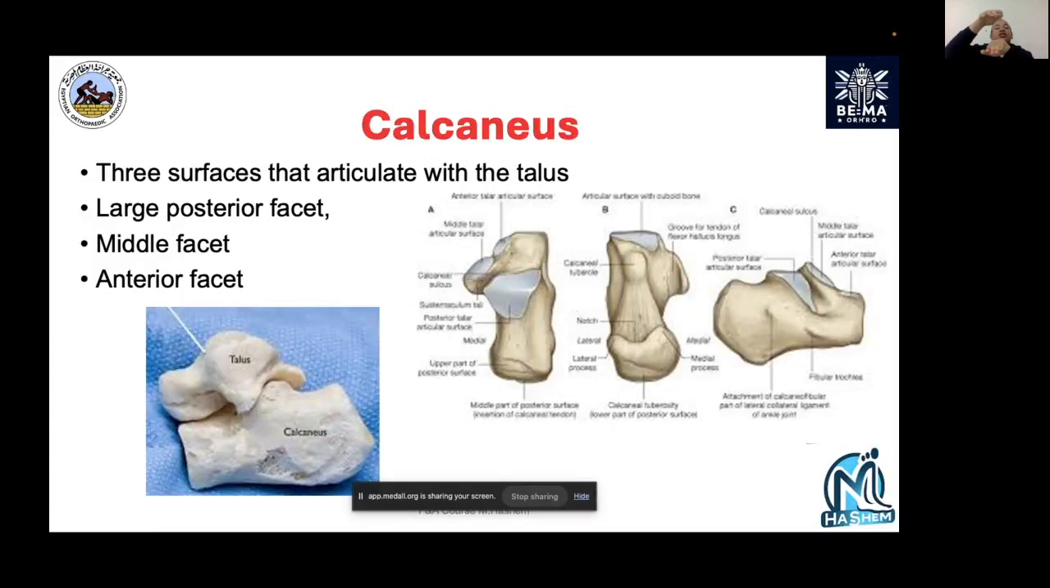Why? Because of the orientation of the facets. It's not one facet which allows a movement. It's actually three facets in three different planes giving three different movements. As I told you, eversion, inversion in the posterior facet, flexion, extension, or up and down in the middle facet, and in and out, or adduction, abduction, at the anterior facet. That's why your foot never moves in one way.